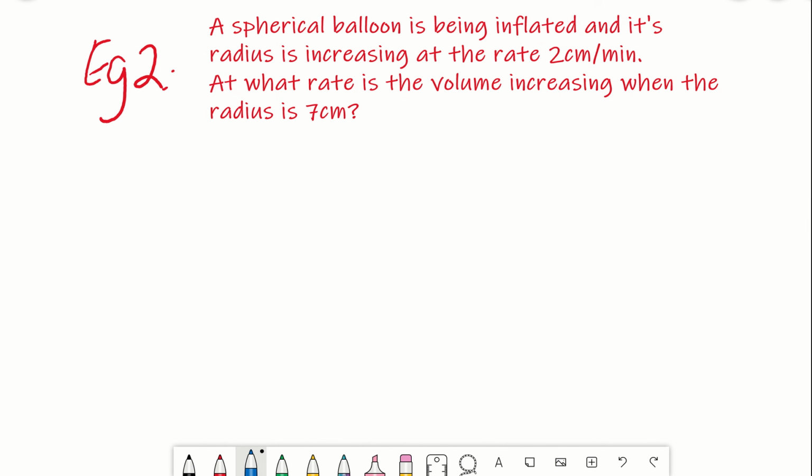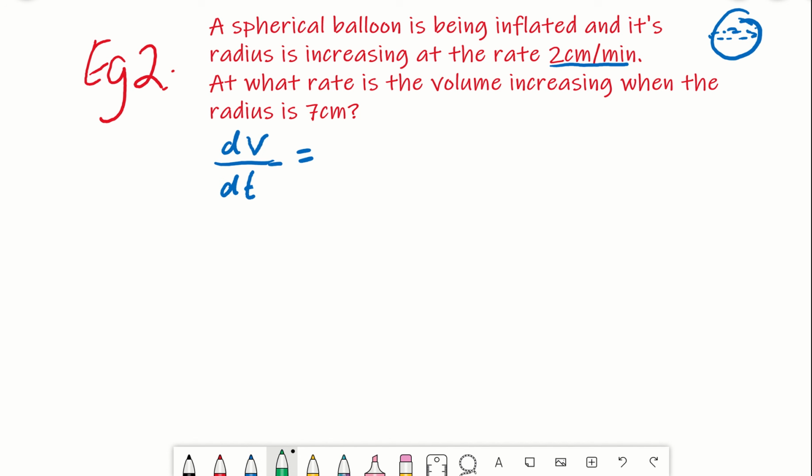All right, we've got a spherical balloon. So straight away I'm thinking, okay, I've got a sphere. It's being inflated, so it's increasing. Its radius is increasing at a rate of 2 centimeters every minute. At what rate is the volume increasing? So what we need to know is, the question wants dV/dt. That's what we need to find out. And then sub in 7 centimeters.